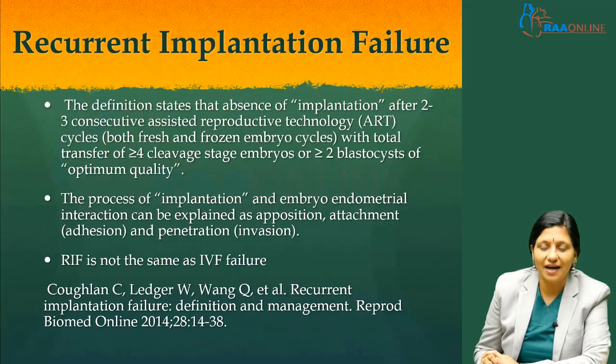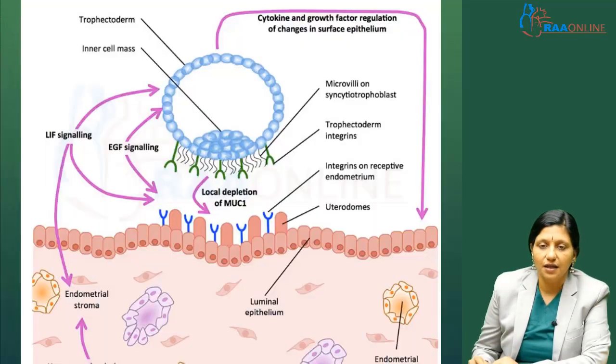The process of implantation and embryo-endometrial interaction can be explained as apposition, attachment, which is also called adhesion, and penetration, which is also called invasion. Now, recurrent implantation failure, or implantation failure, is not the same as IVF failure. This is a signaling between the embryo and the endometrium.